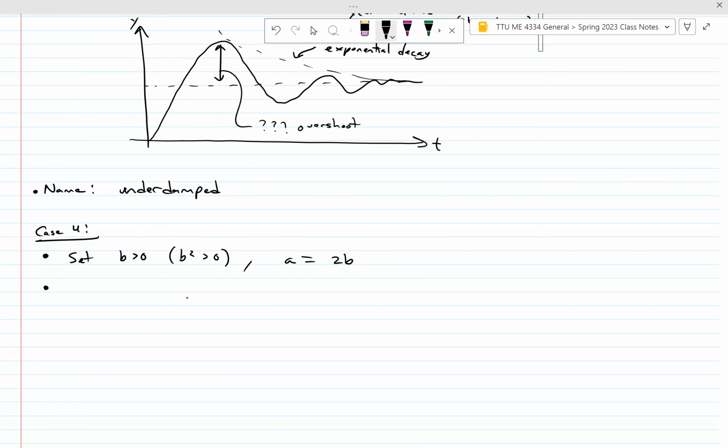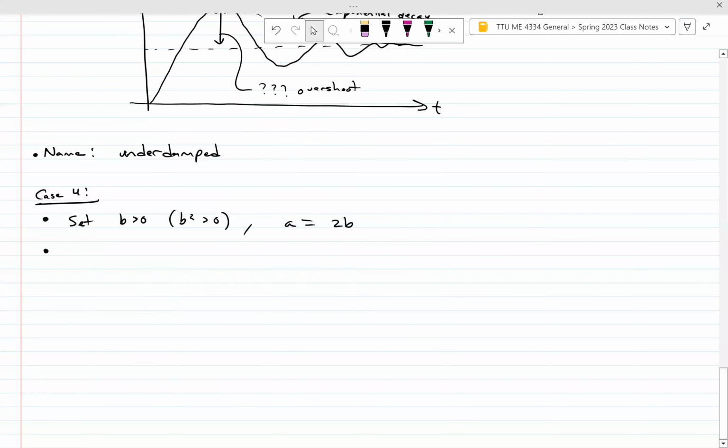We already did A is equal to 0, remember? That was our first case. That was the undamped system. So let's look at our poles of G of S.